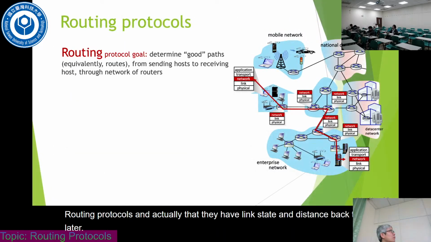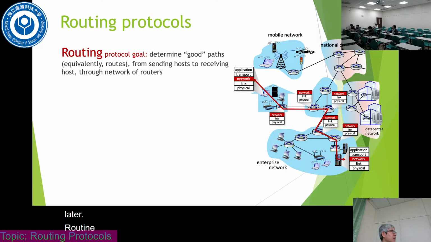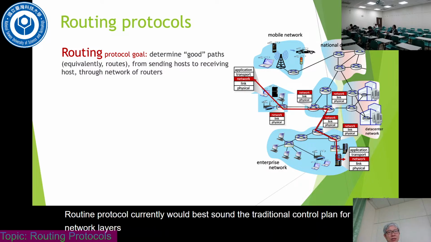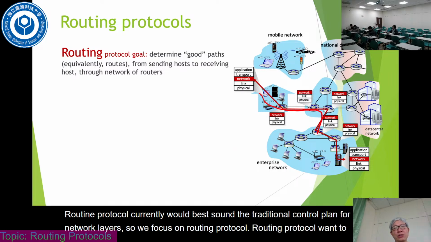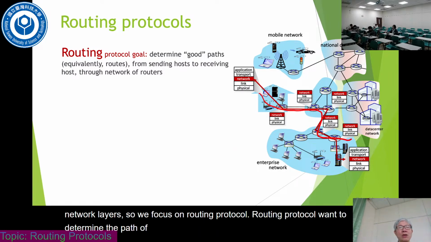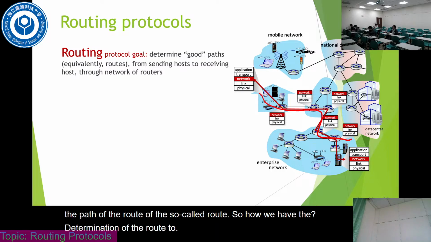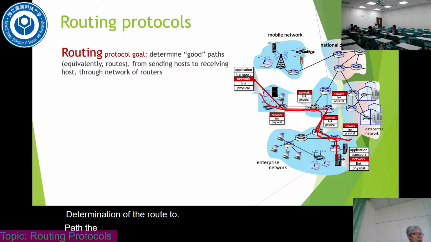Well, routing protocol. Currently, we are based on the traditional control plane for the network layer. So we focus on routing protocol. A routing protocol wants to determine the path, or the so-called route. So how do we determine the route to send the packet from the source to the destination.